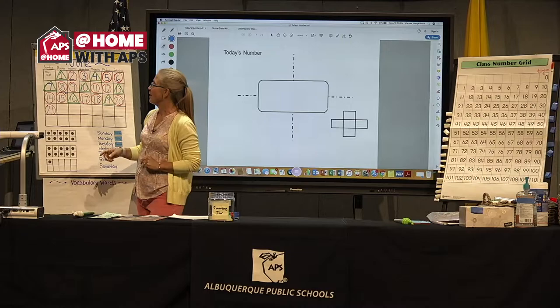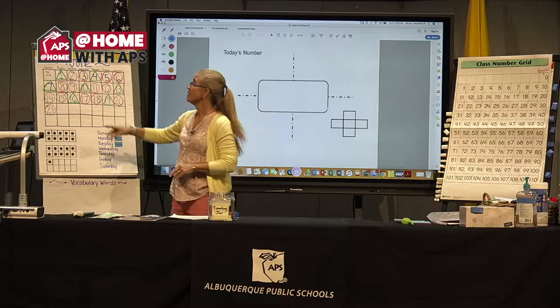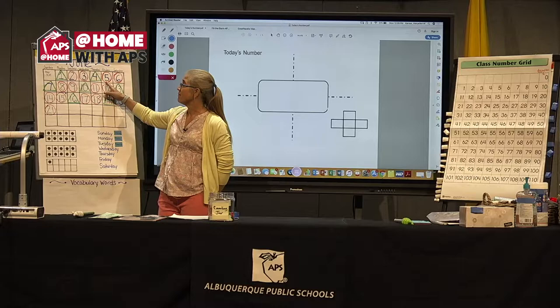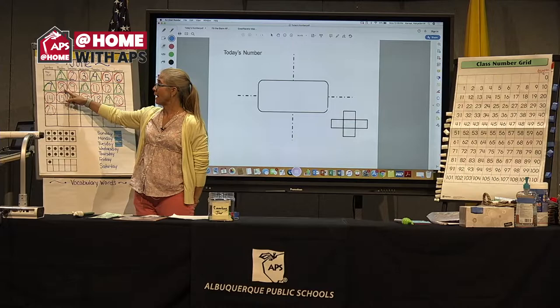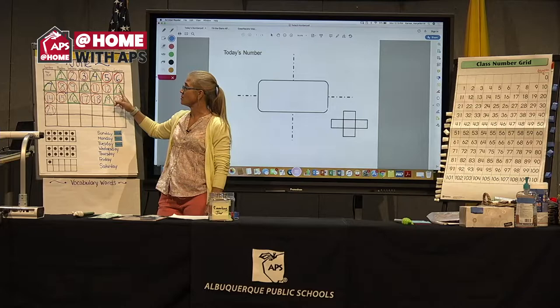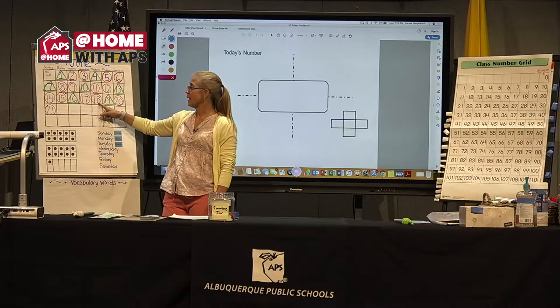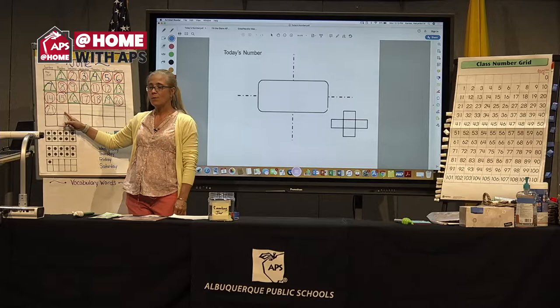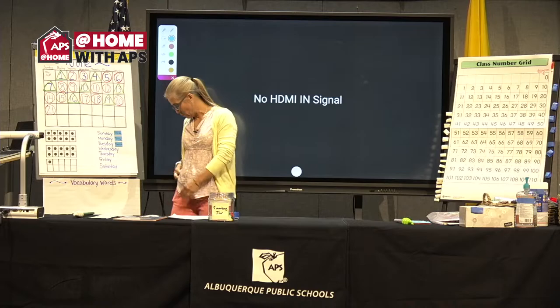All right, let's count to see what day we should put in for today, what today's date is. 1, 2, 3, 4, 5, 6, make sure you're counting with me, 7, 8, 9, 10, 11, 12, 13, 14, 15, 16, 17, 18, 19, 20, 21. What's going to come here? What's next? 22. You're right. Let me get a marker out and I will write 22 on our calendar.